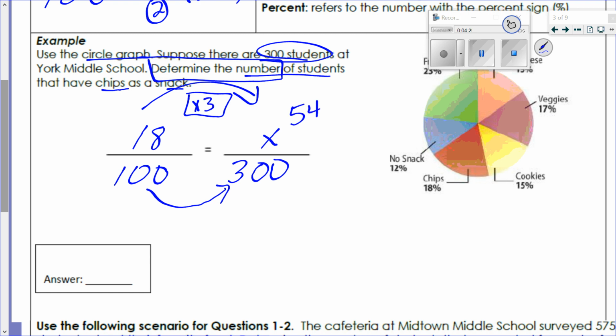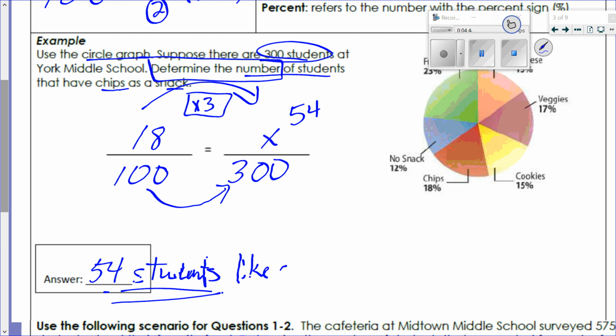So the answer would be? 54 over 100. No, it is not 54 over 100. 300. No, it's not over 300. 54 students. Technically, because it's a word problem, you have to write 54 students. Like chips.